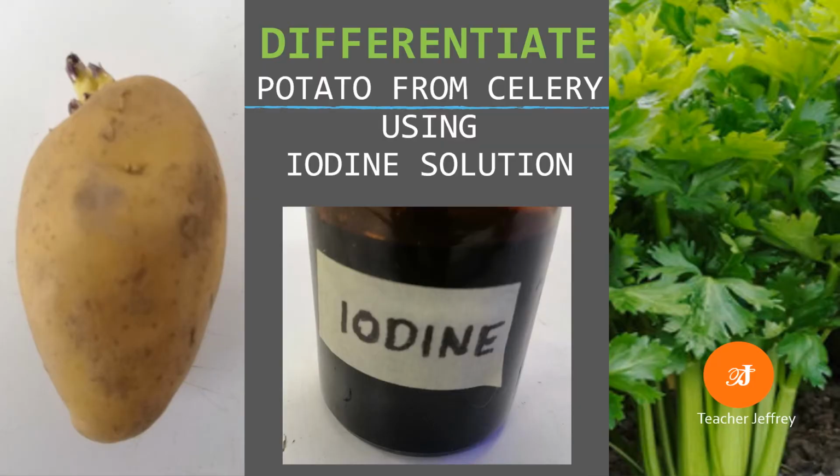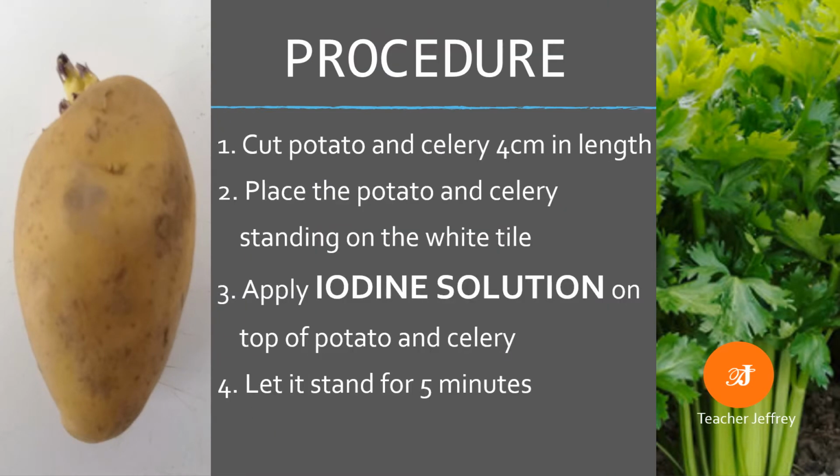In differentiating potato and celery in this experiment, we will use a dye. The dye that we are going to use is the iodine solution. These are the steps that we will use to differentiate potato from celery.